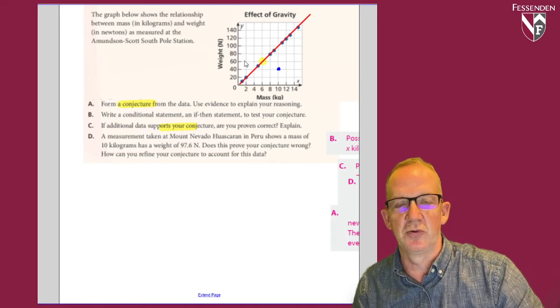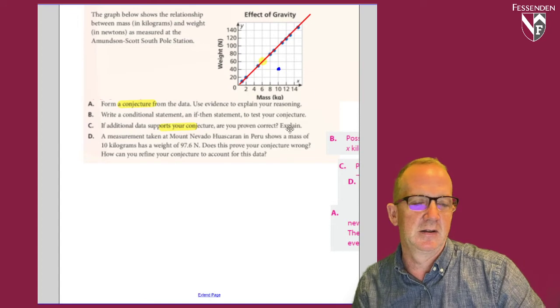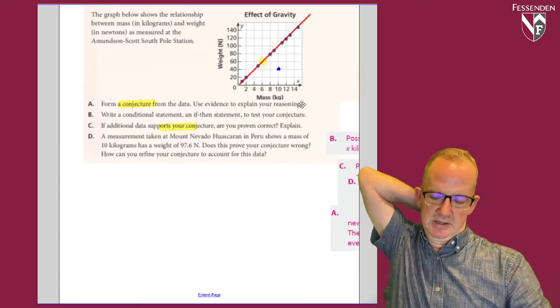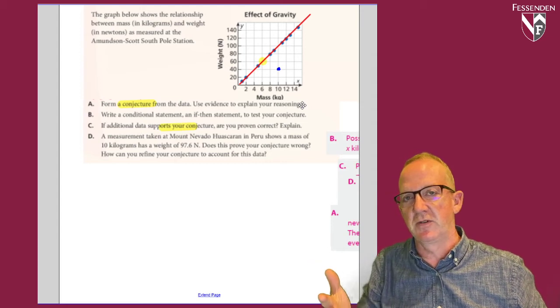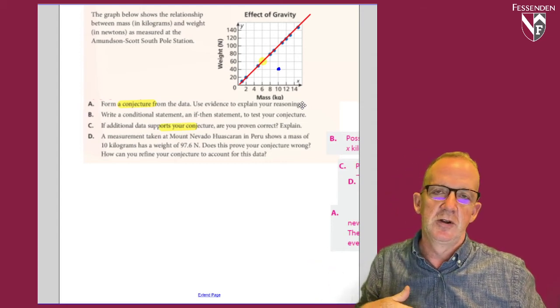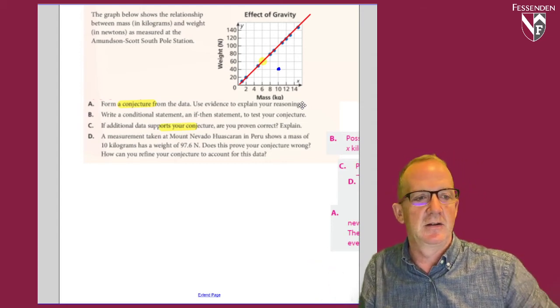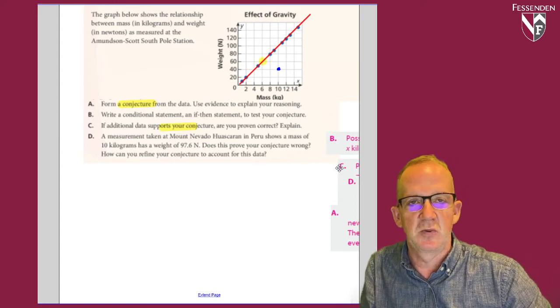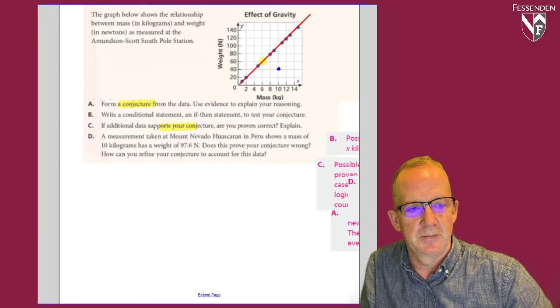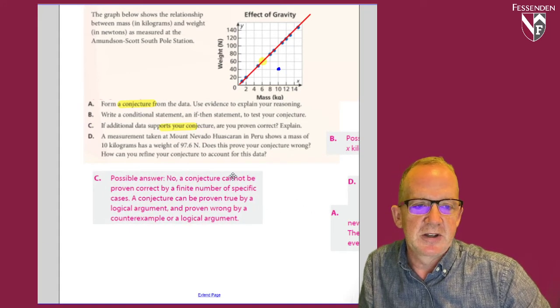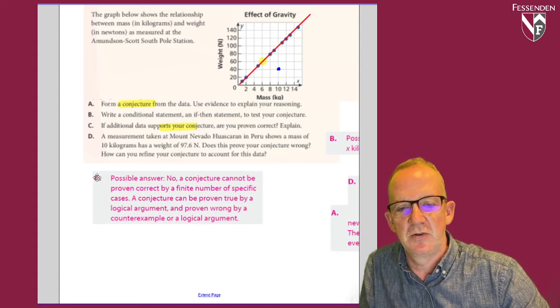And so that would prove it wrong, right? So that's the nature of science and even research into vaccines that we're all caring about now. Are we going to have 100% validity? Or are we looking for just significant validity between the efficacy of a vaccine? So no, a conjecture cannot be proven correct by a finite number of cases. It can't be proven to be true.